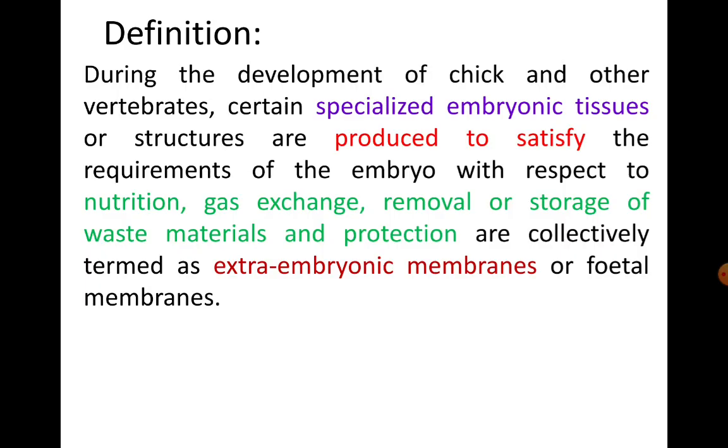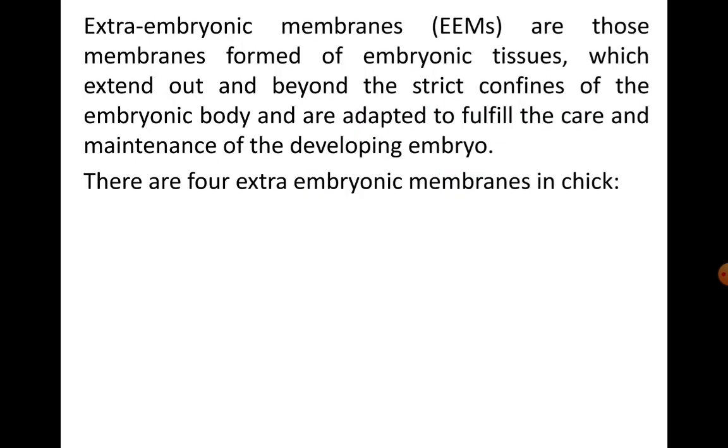Now let us understand what these extra embryonic membranes are. During the development of chick and other vertebrates, certain specialized embryonic tissues or structures are produced in order to serve the requirements of the embryo with respect to nutrition, gas exchange, removal or storage of excretory wastes, and in protecting the developing embryo. And these structures or tissues are collectively termed as extra embryonic membranes or fetal membranes.